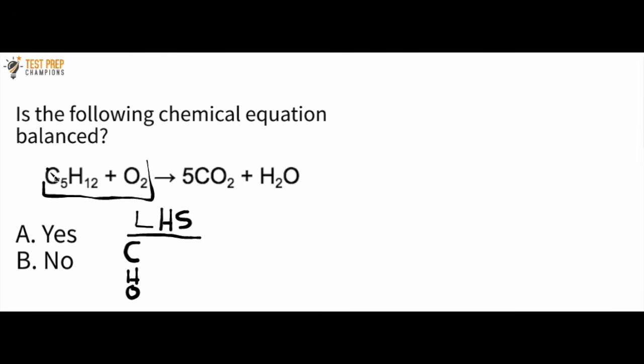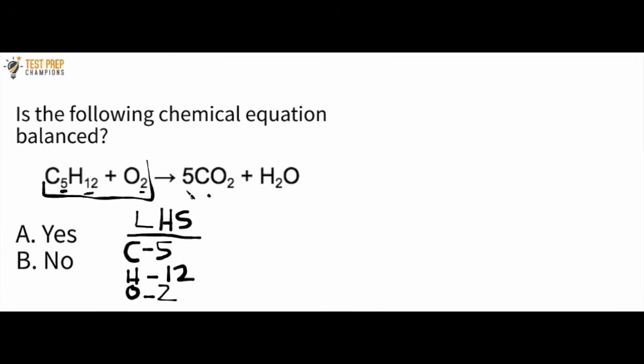So if we look at the carbon, we see this little number down here. That tells us that we've got 5 C's. So for the H's, right beside the H's, we see 12, so we've got 12 H's. Now, if we look at our O's, this little number down here tells us that we have 2 O's. And that's simple enough for the left-hand side.